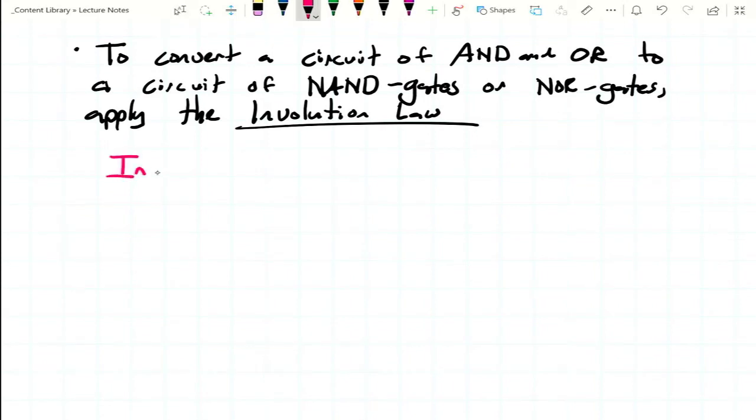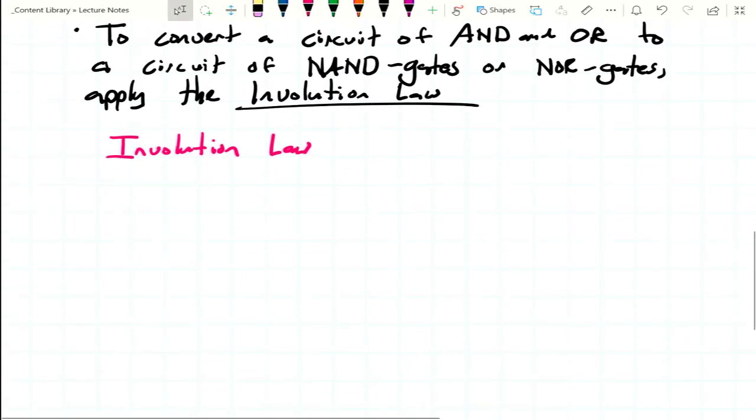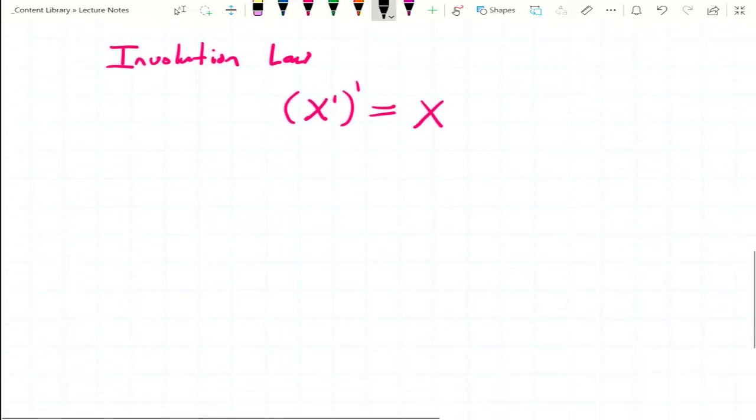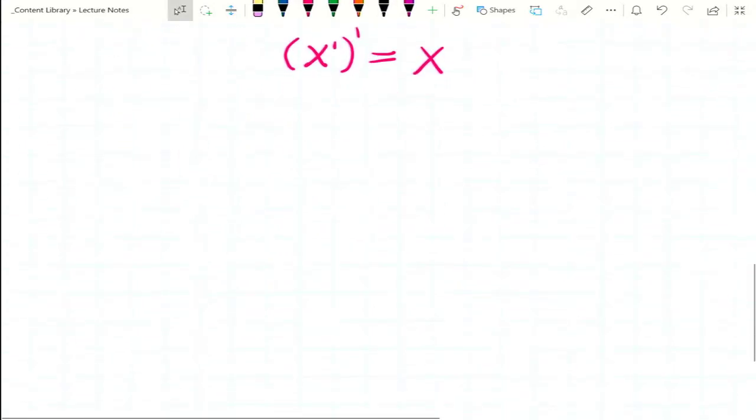Involution law is the one that states that if we take x and invert it again, we get what we started with. So x inverted twice is just equal to x. It seems sort of obvious and not terribly useful, but as we'll see here, it's actually quite useful to make this conversion.